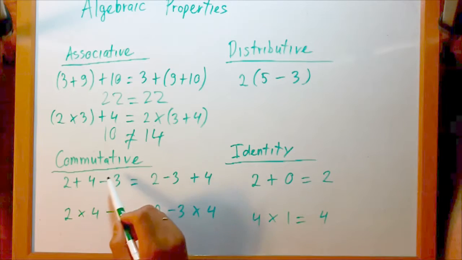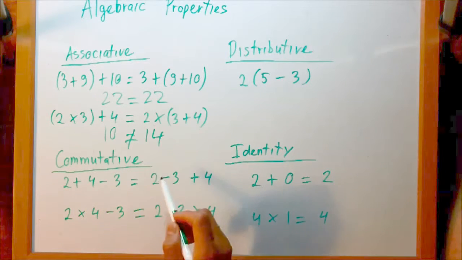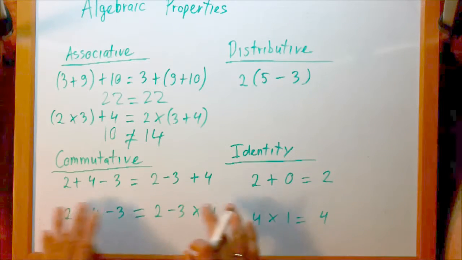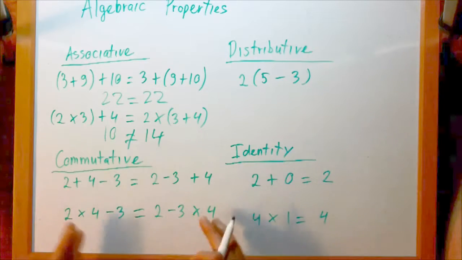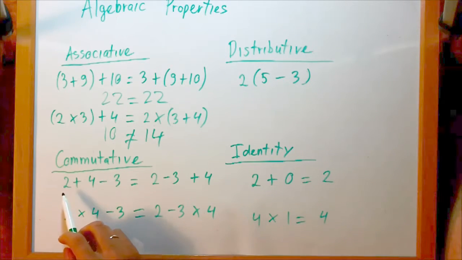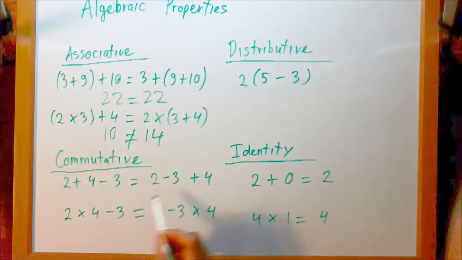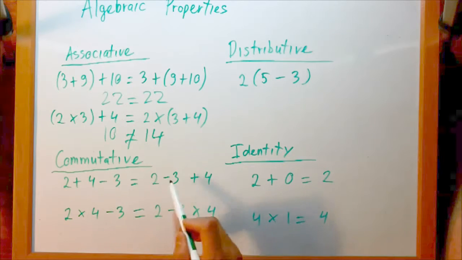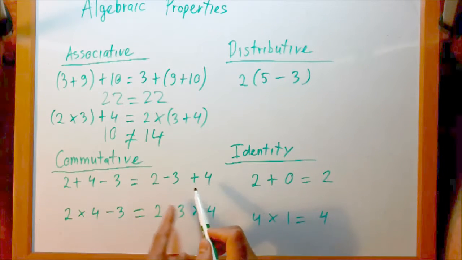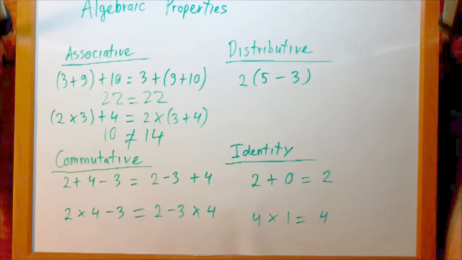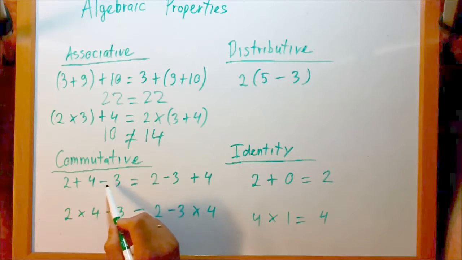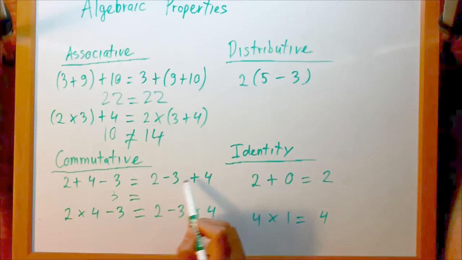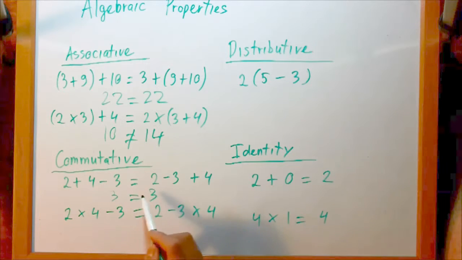Next we have the commutative property. What it means is that we can rearrange the order of the operation, the numbers, and we will get the same answer. So here we get 2 plus 4 minus 3, and over here I just rearranged the numbers: 2 minus 3, I just moved the 3 over here, and the 4, I switched the position of the negative 3 and the 4, and we should be able to get the same answer. So 2 plus 4 is 6, minus 3 is 3, equals 2 minus 3 is negative 1, negative 1 plus 4 is 3. So it works.